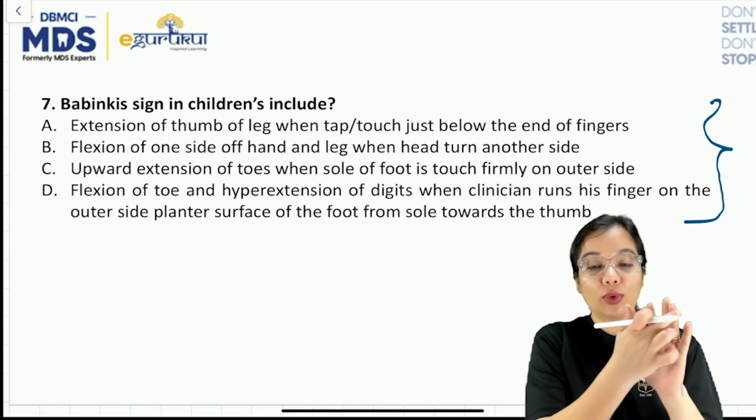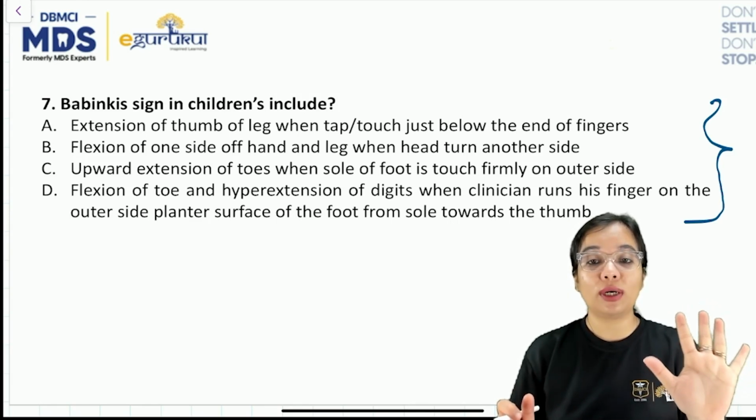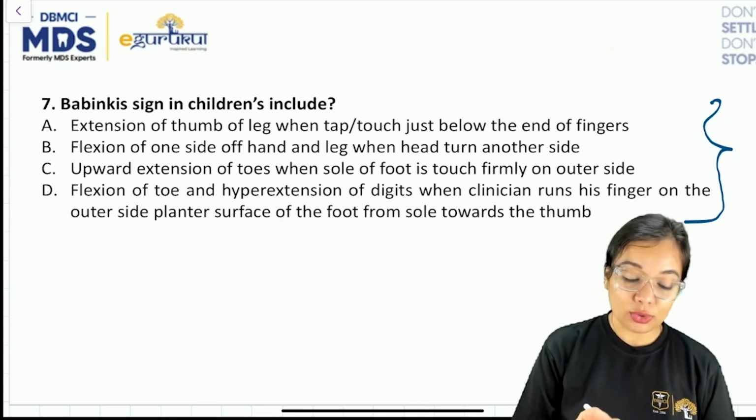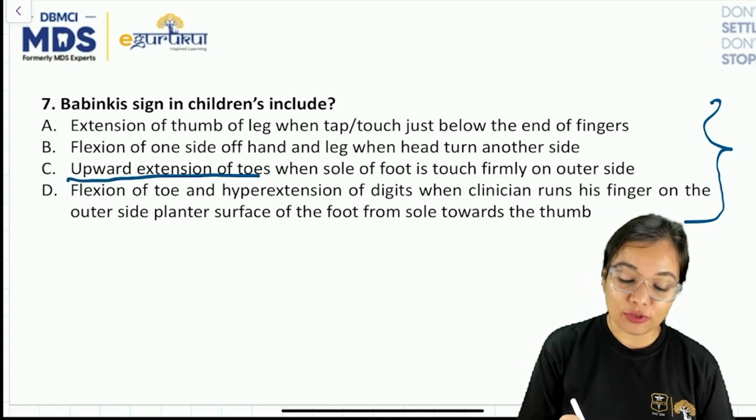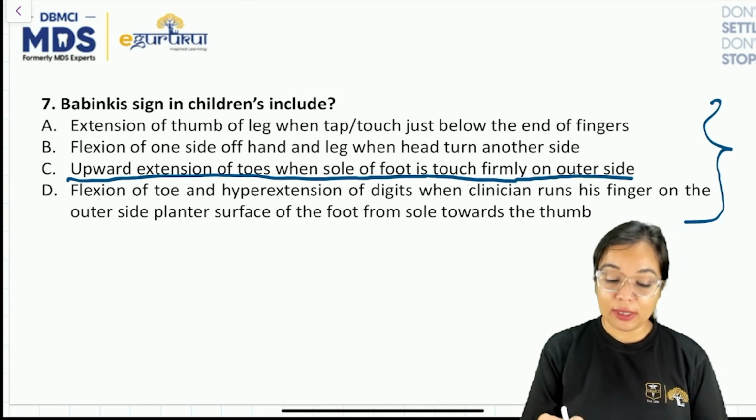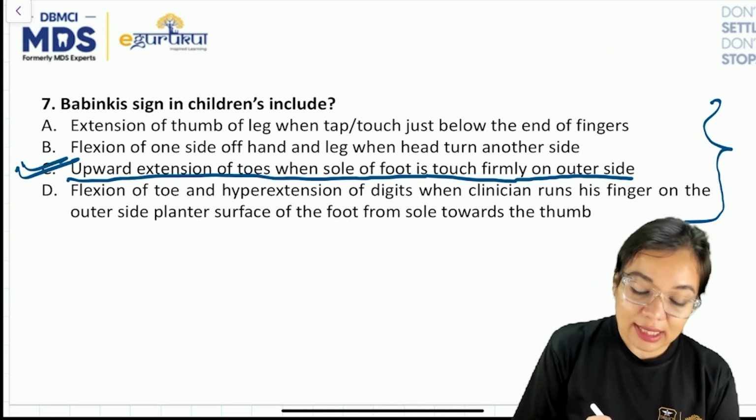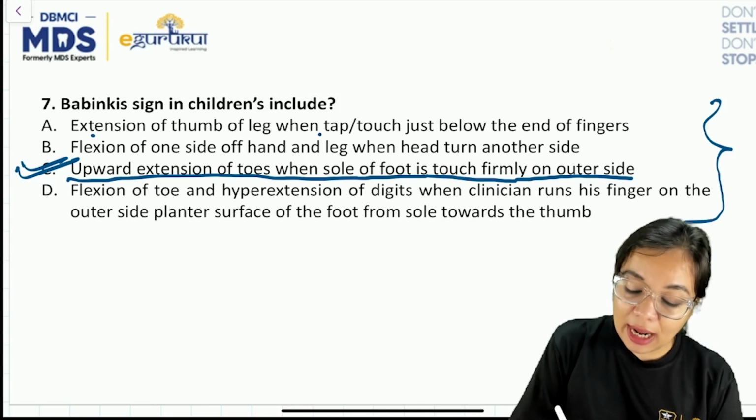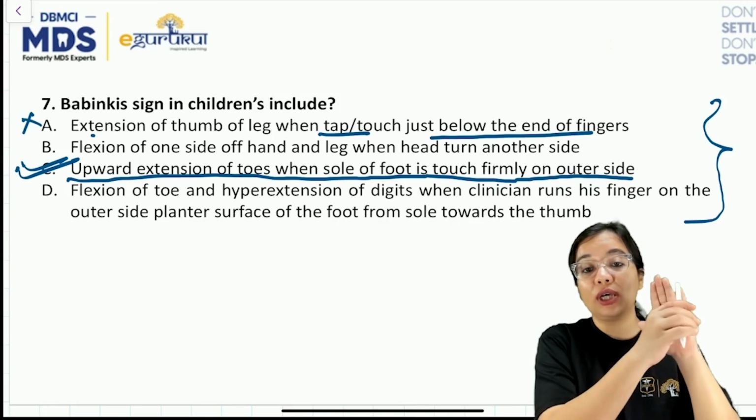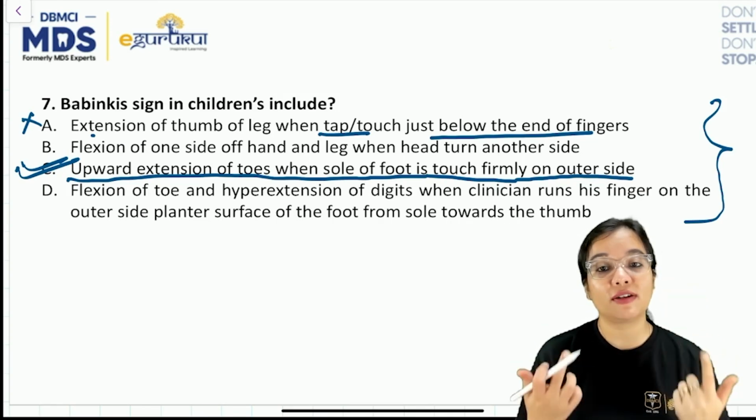Because you are stroking the outward part of the foot, the child is extending the toes backwards like this, and that is called Babinski's sign. I will show you the picture. So the answer here is upward extension of toes when the sole of the foot is touched firmly on the outer side. So this is the upward extension of toes. What are the other options? Extension of thumb of the leg when tapped or touched below or at the end of the fingers. No. You always have to touch on the outer aspect or the lateral border of the foot when you have to generate the Babinski's reflex or sign.